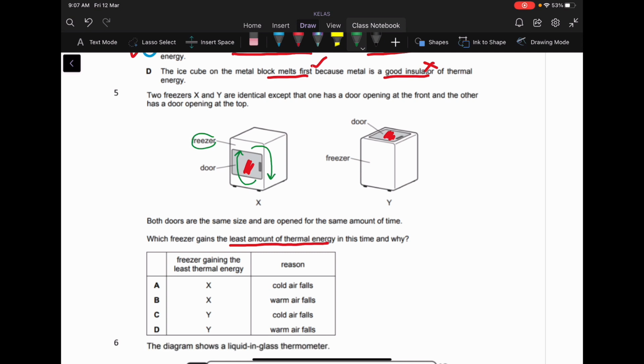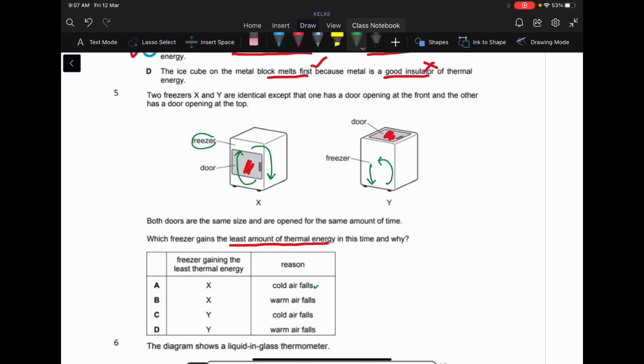Okay, here is the freezer, and cold air will go down, so the warm air goes up. Something like that. So the reason cold air falls, okay, that is correct. But it says freezer gaining the least thermal energy.